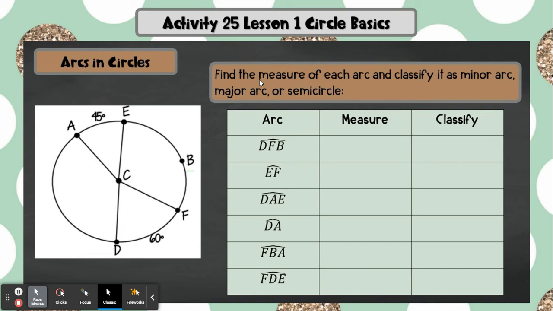Okay, so we're going to find the measure of each arc and classify it as minor, major, or semicircle. Some of these we're going to be able to classify, and all of them we should be able to classify relatively easily just by looking at how many letters are in the name. So D, F, B.